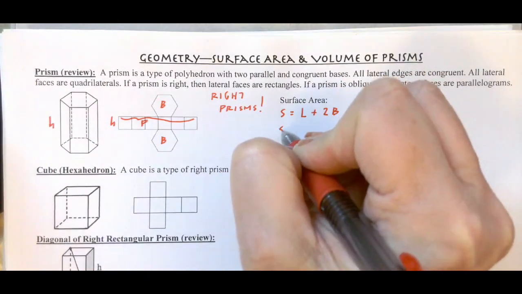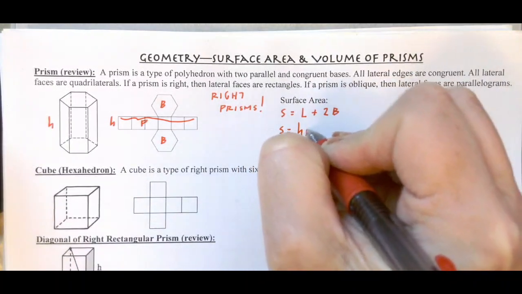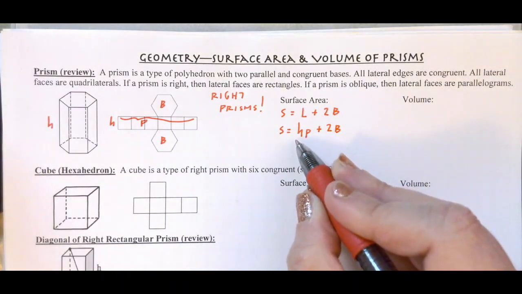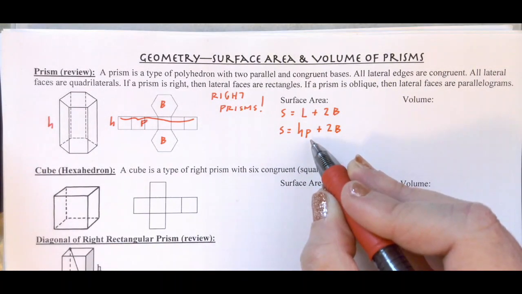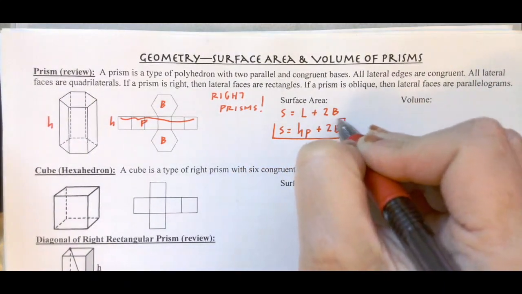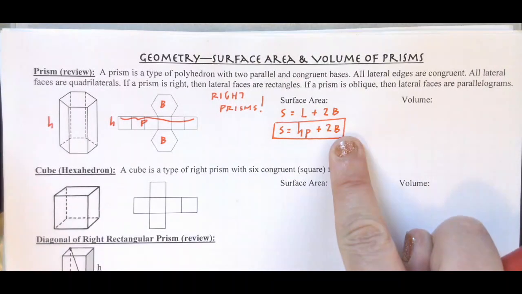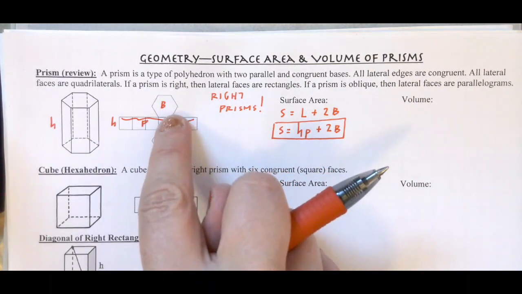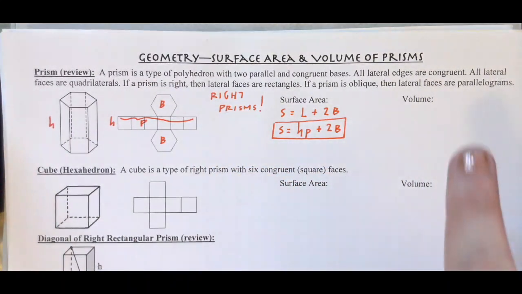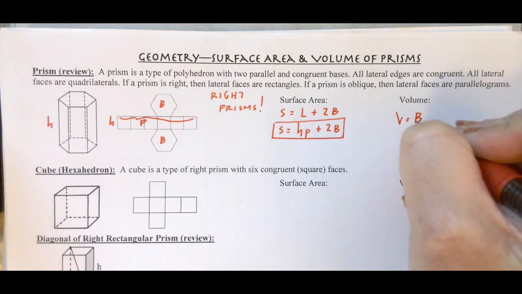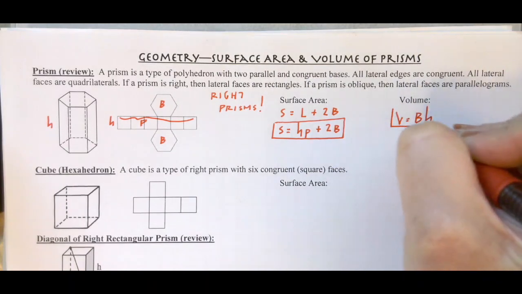So I'm going to get more specific here and say HP plus 2B. So again, that's the height of the prism times the perimeter of the base plus 2 base areas. And again, our base area can be any shape. In this case, it's a regular hexagon if I tell you that all of these sides are the same. Okay, volume is always just whatever the base area is times the height.